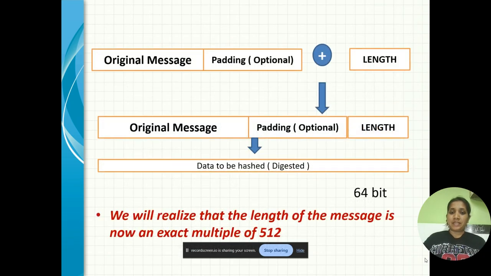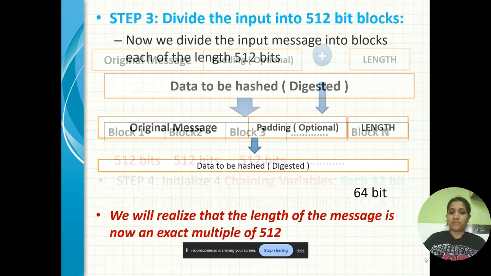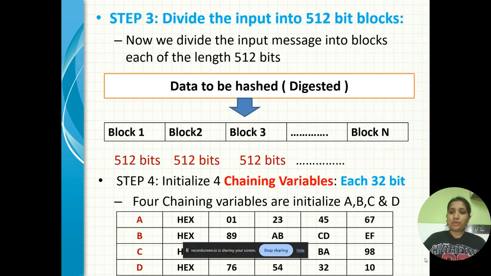So, original message plus padding (which is optional) plus the length gives the data to be hashed, that is digested. We will realize that the length of the message is now an exact multiple of 512. Step 3, divide the input into 512-bit blocks. Now, we divide the input message into blocks, each of length 512 bits, that is data to be hashed, that is digested, where block 1, block 2, block 3, and block n, each are 512 bits.